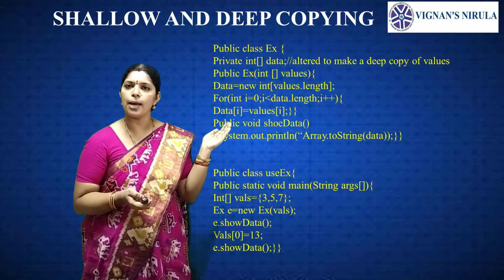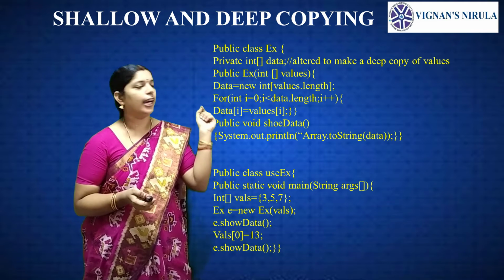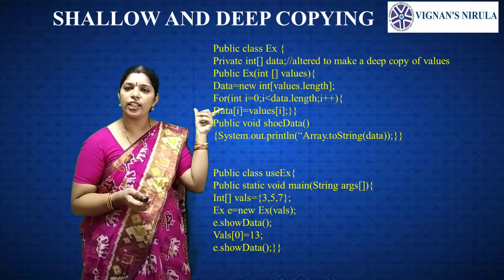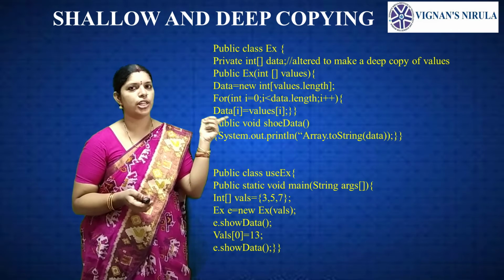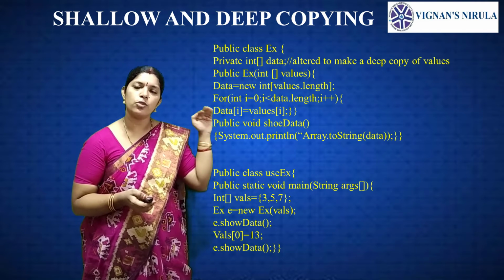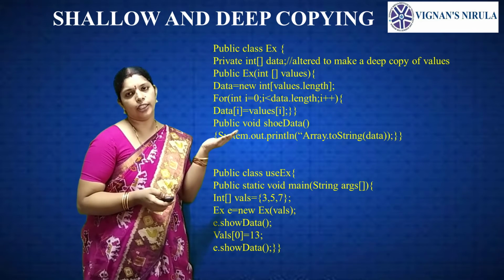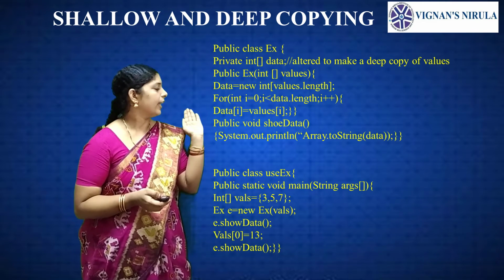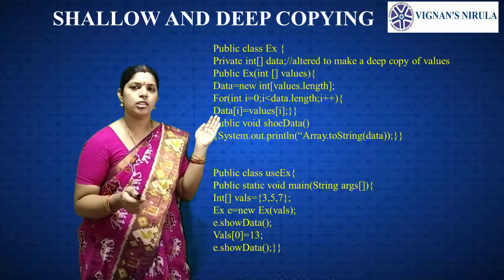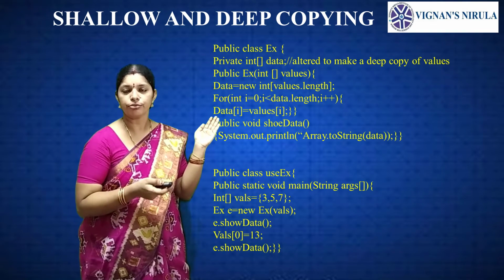So here in this example, public class Ex is the class name, and private int data. The data values we are taking will be integer values. Next, public Ex of the integer values. By using this, we are gathering the values we take as input. Next, data equals new int[values.length]. Up to the length, suppose it will be 3. What is the length of that? That is 0, 1, 2, 3.